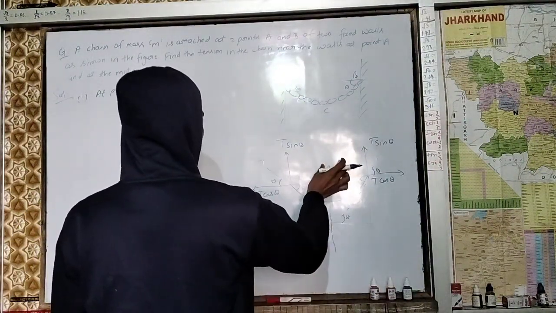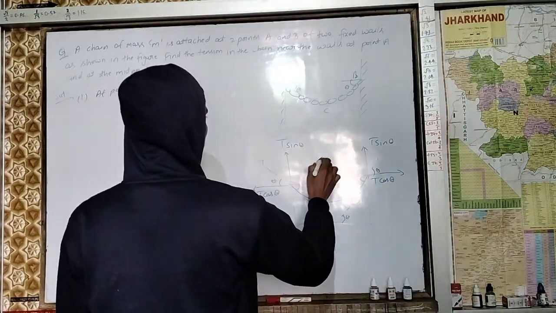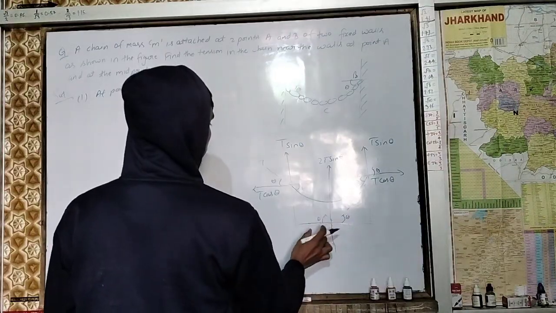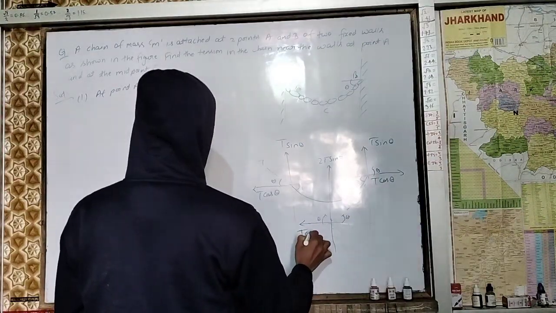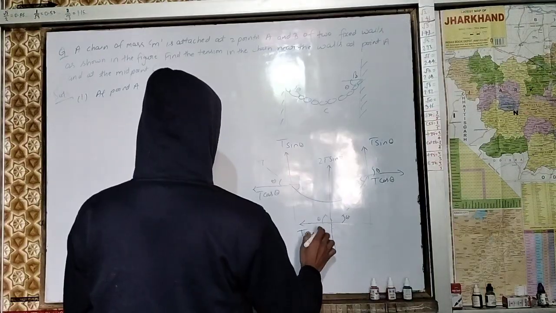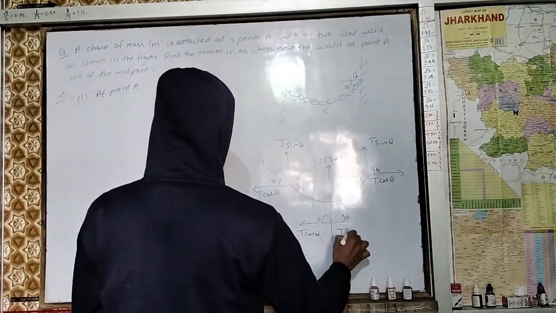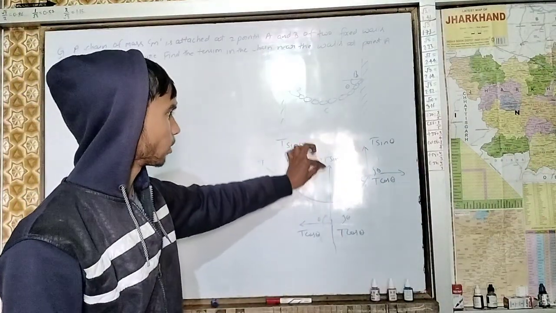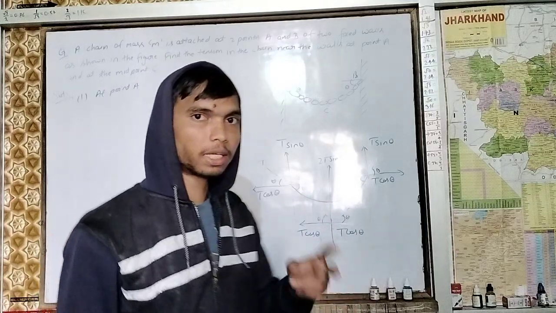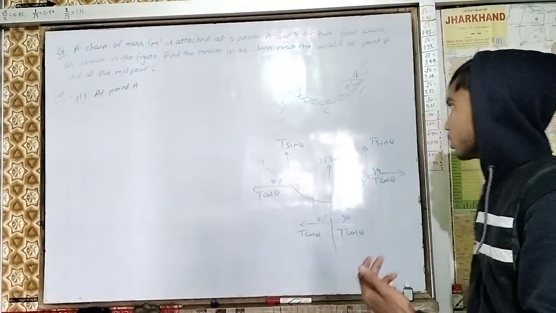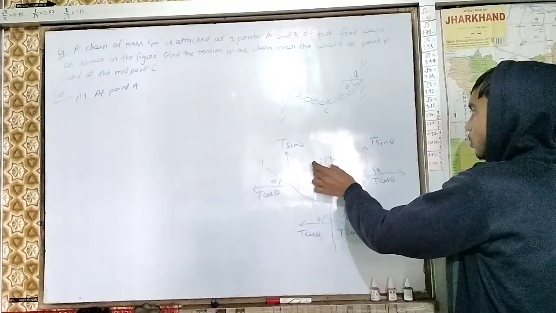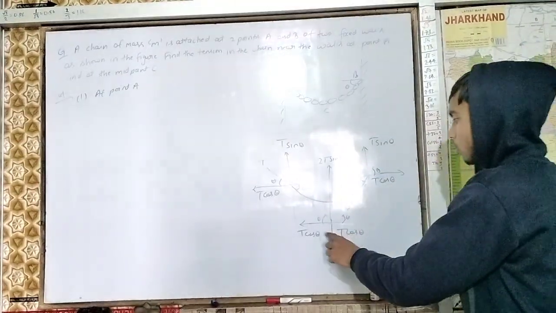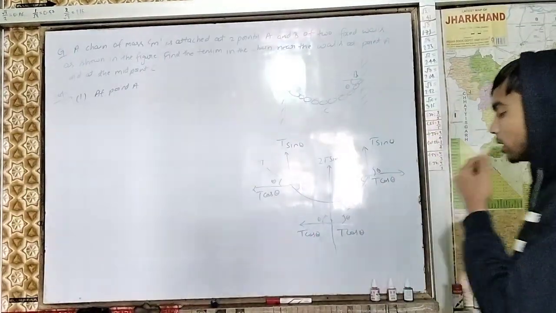This is the midpoint. So at the midpoint it will be 2T sin theta, and this side will be T cos theta, again T cos theta. Remember, vertically there are two T sin theta. That's why we wrote 2T sin theta, one for this T cos theta and one for the other.